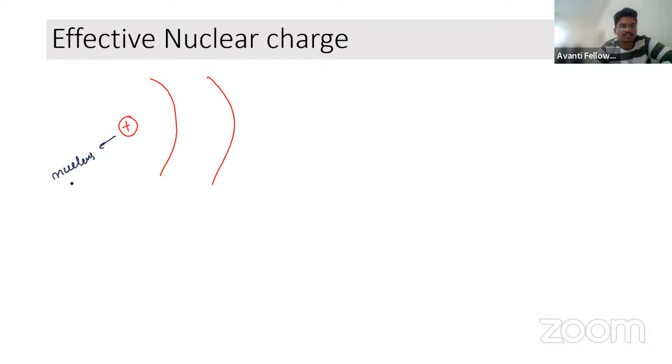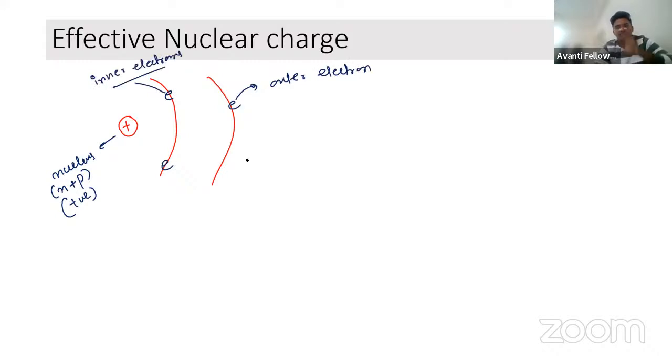What does the nucleus consist of? Neutrons plus protons. Usually we take it as positive charge. And we have some inner electrons here, and this is the outer electron. These are the inner electrons. Carefully listen, guys, this is a very important thing. Now tell me, electrons have which charge? Negative charge. So all the electrons have negative charge.